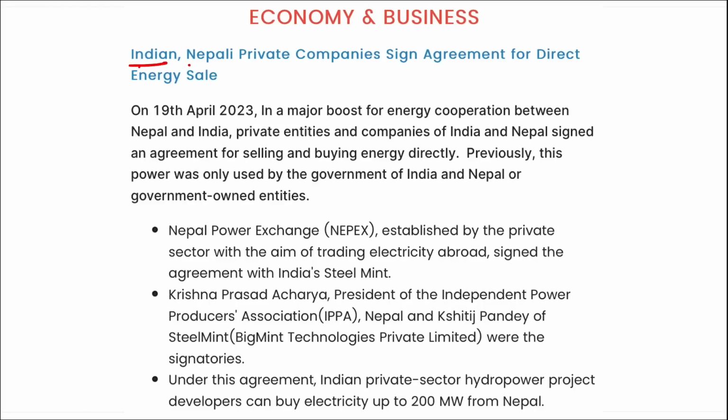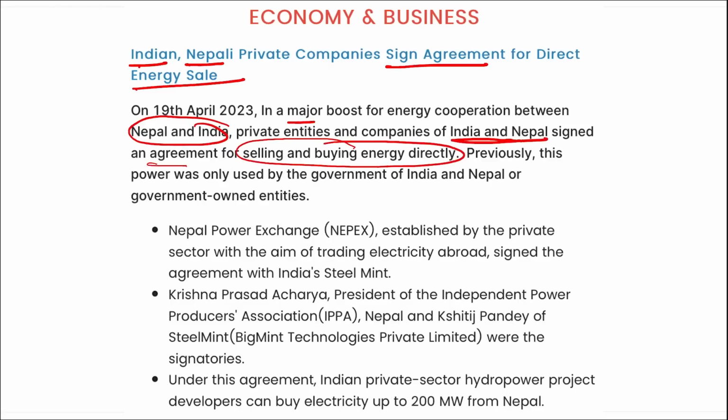Next is Indian Nepali private companies recently signed an agreement for direct energy sale. I repeat, in a major boost for the cooperation between Nepal and India, private companies of India and Nepal have recently signed an agreement for selling and buying energy directly. Previously, this power was only used by the government of India and Nepal and the government owned entities. No private player was included to buy and sell energy. But now an agreement has been signed where even the private players of India and Nepal can buy and sell energy to each other.